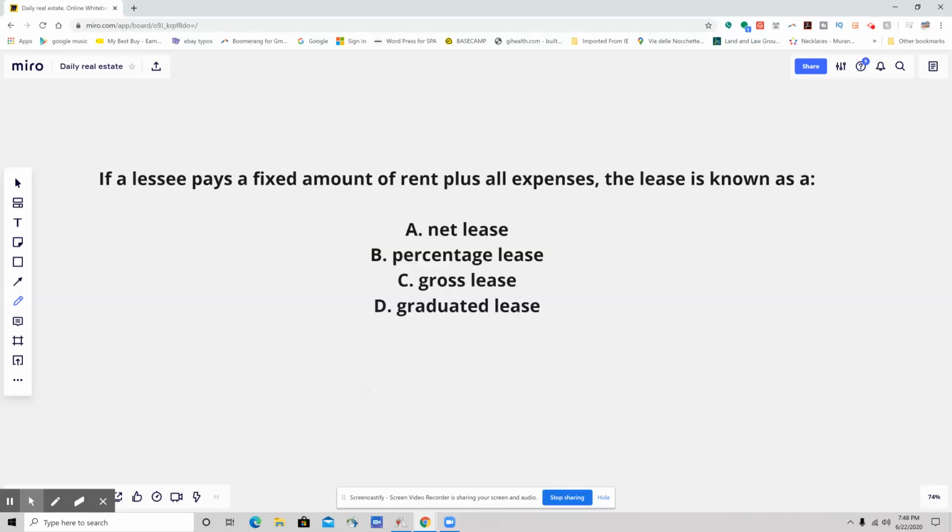Hello, everybody. This is your daily real estate practice exam question, and I got a real good one for you. We're going to get into these commercial leases.